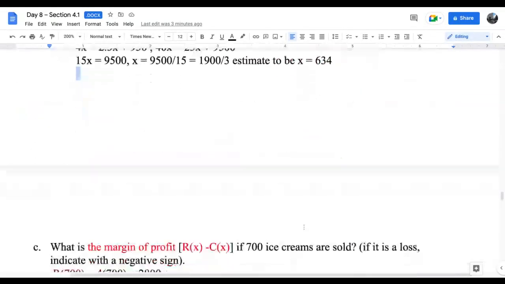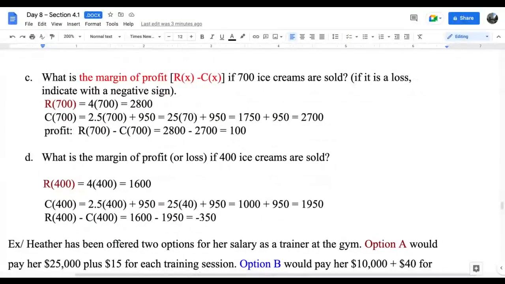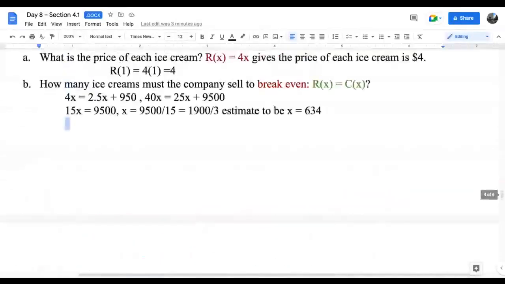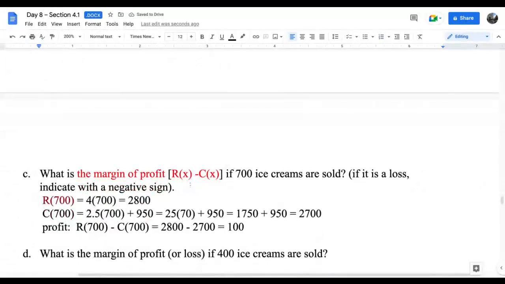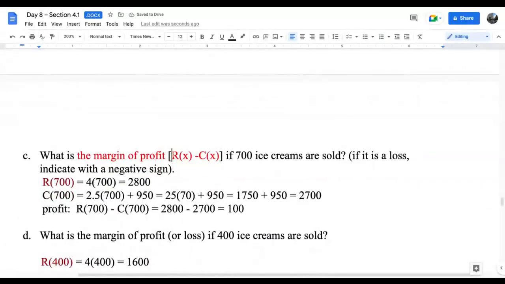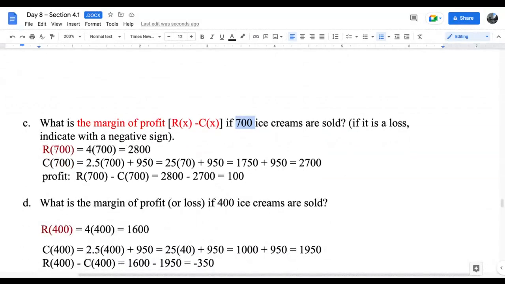Okay, let's go to the next example. Oh, C. C is what's the margin of profit? Can I bring this up? Probably no. Okay. What's the margin of profit? Well, profit is the revenue subtract cost. If 700 ice cream are sold, well, first we need to find R of 700.